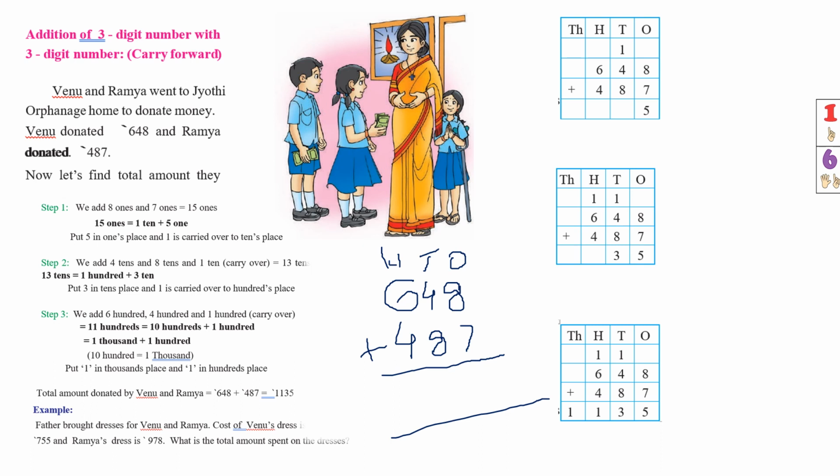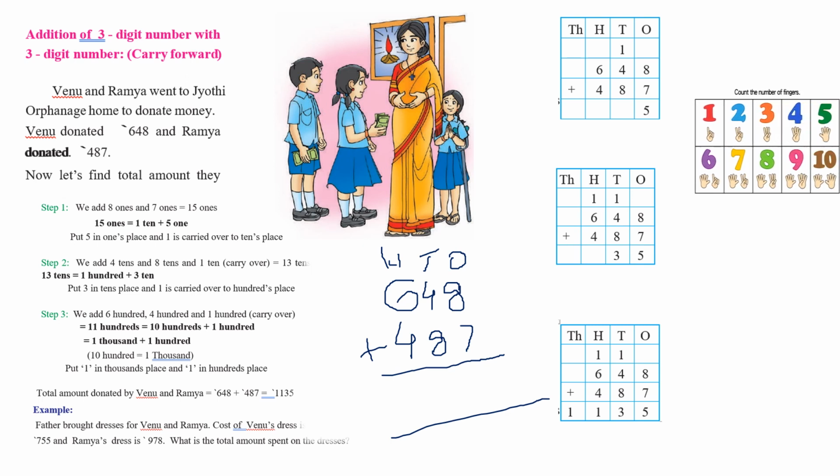So now in ones, what is the bigger number? 8 is the bigger number. What is the smaller number? 7. So what is the first step I told? First we have to start with ones. In that, the bigger number you have to keep in your mind. And for the next number, 7, you show me 7 fingers, right? So now 7 fingers plus 8 in the mind.